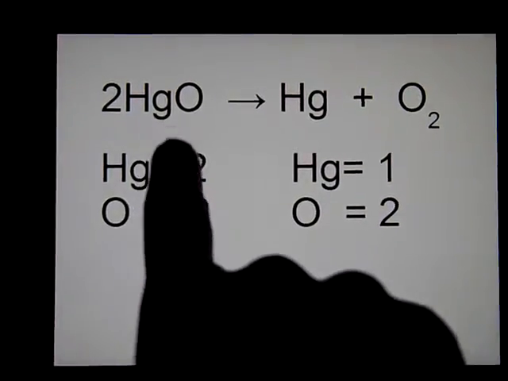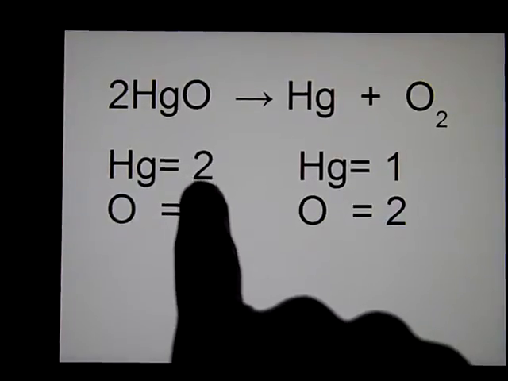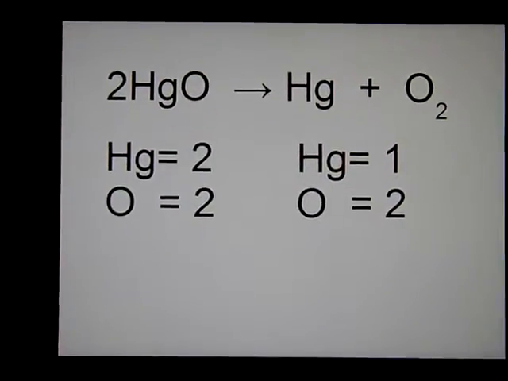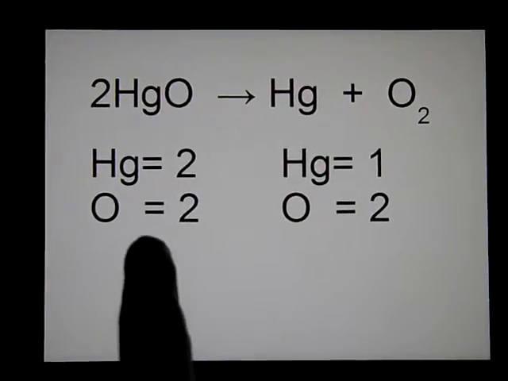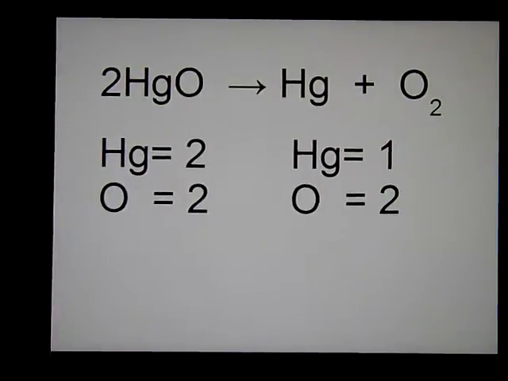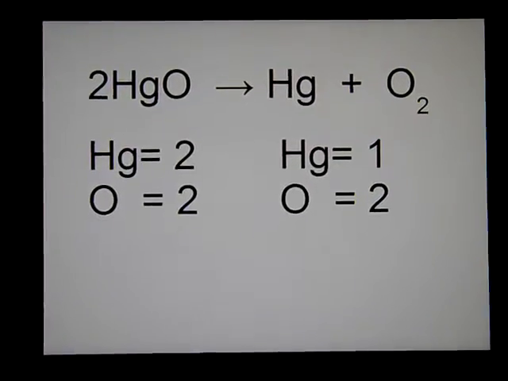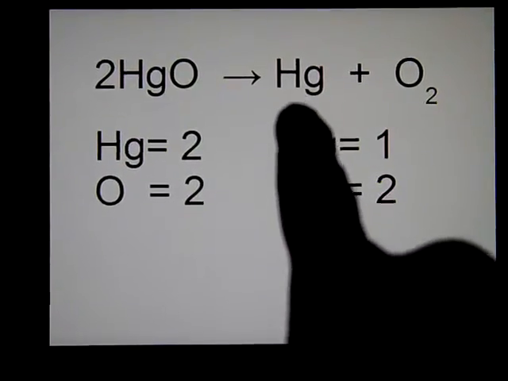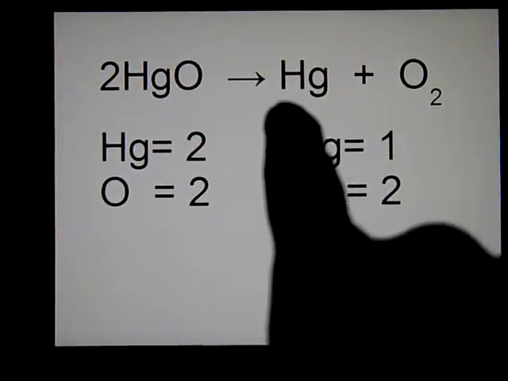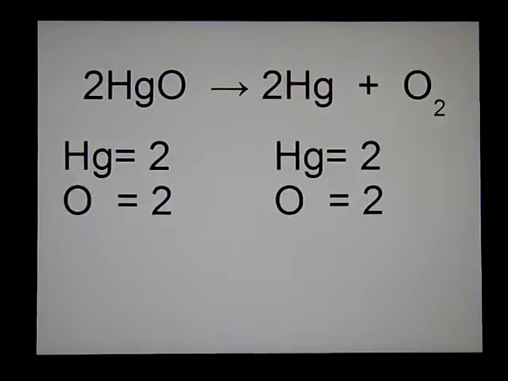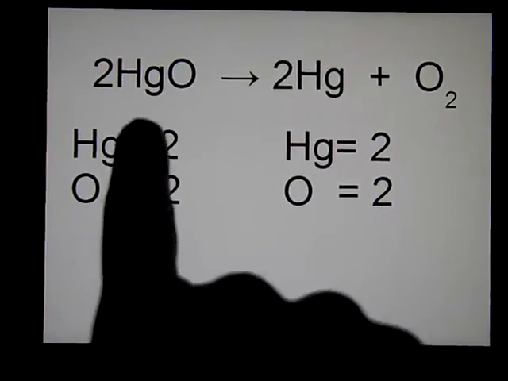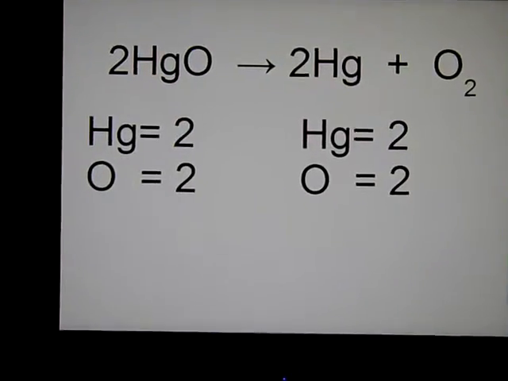So 2 times 1 gives us 2 Hgs, 2 mercuries. 2 times 1 gives us 2 oxygens. It fixed the oxygen problem, but it threw the mercury out of balance. Now we have to fix that. And it is a very easy fix because we saved these elements for last. We have mercury over here. We can get 2 mercuries by sticking a 2 out in front of the Hg.